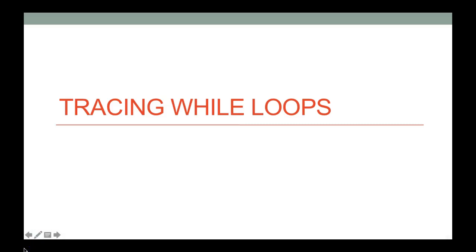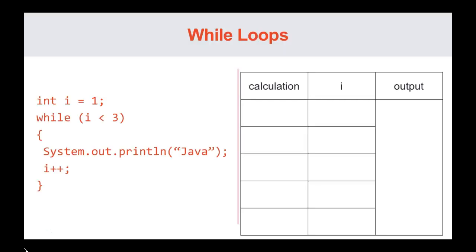So we're going to go through tracing while loops. I think this is a concept that is a bit confusing. So here is an example of a while loop, and you can see over to the side here that I have some calculations. I have what I think my I is going to be, and then I have my output. I like to keep track of things.